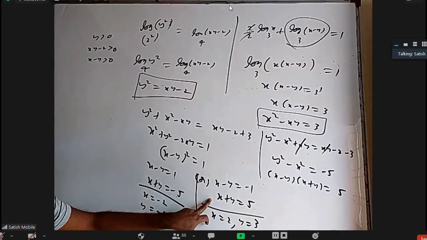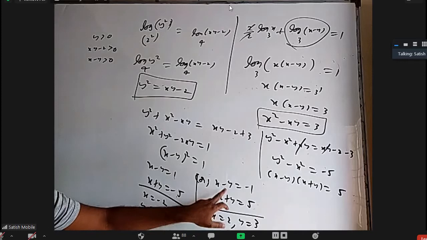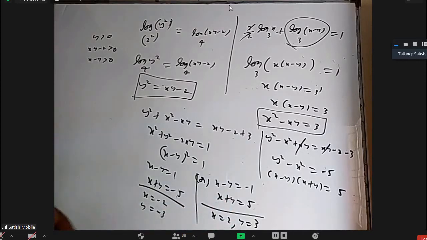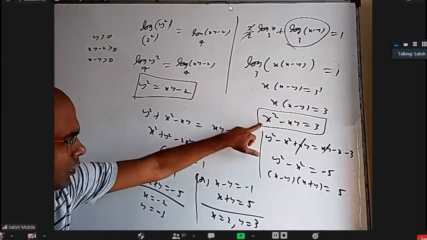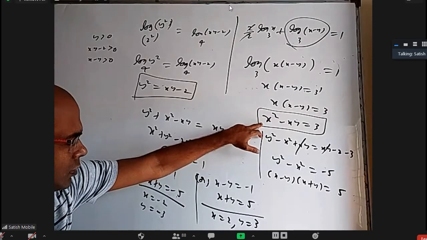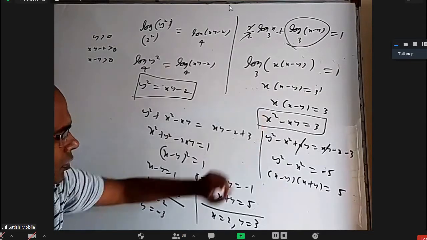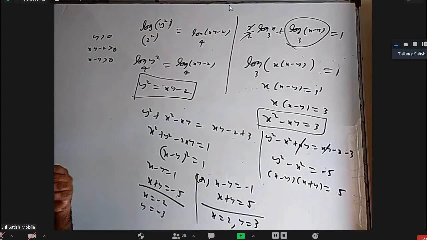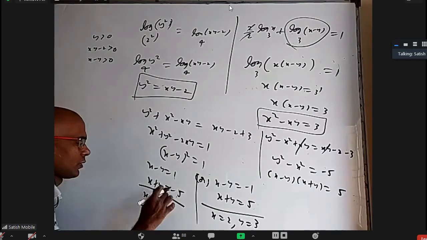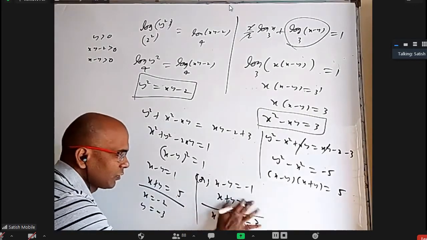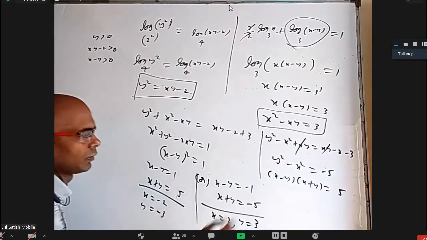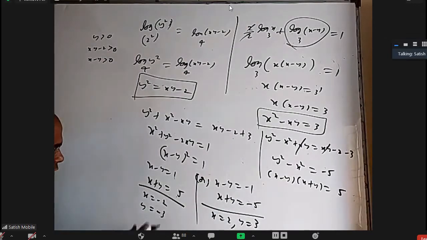When I add, 2x is 4, x is 2 correct, and y is 3 correct. But here, when I put 4 minus 6, it is not satisfying. Why is this not satisfying? Sir, if x minus y equals 1, then x plus y equals plus 5, no, sir. Oh, okay. So I wrote it wrong here. This is plus 5 and this is minus 5. Earlier I was having minus. That's good. Thank you.